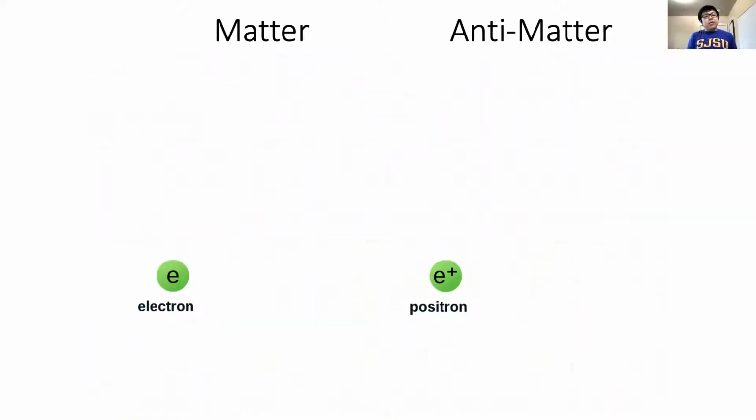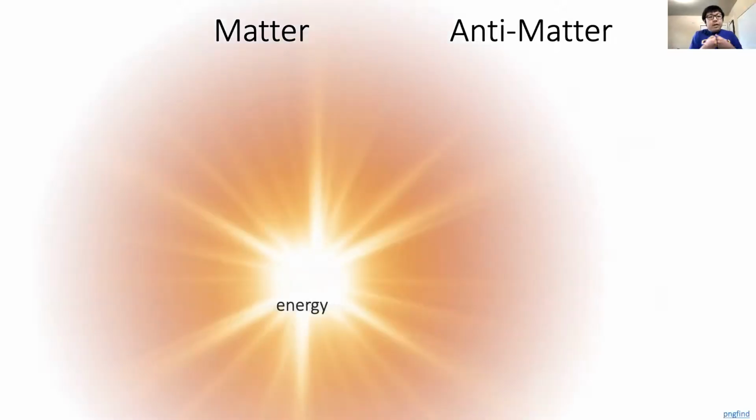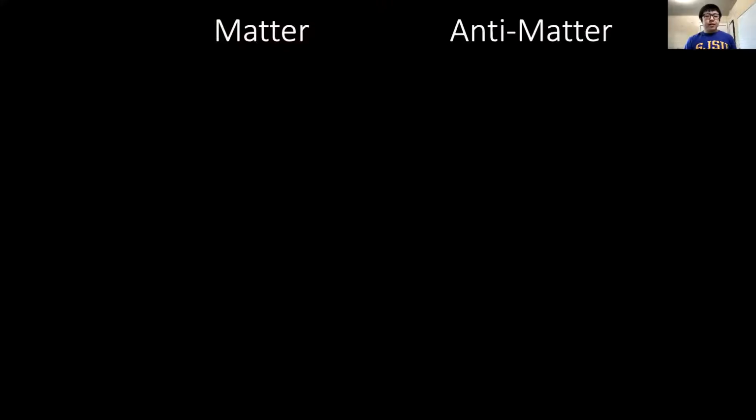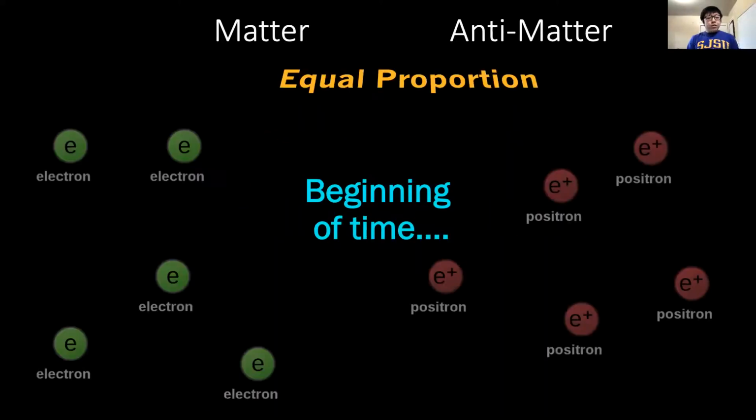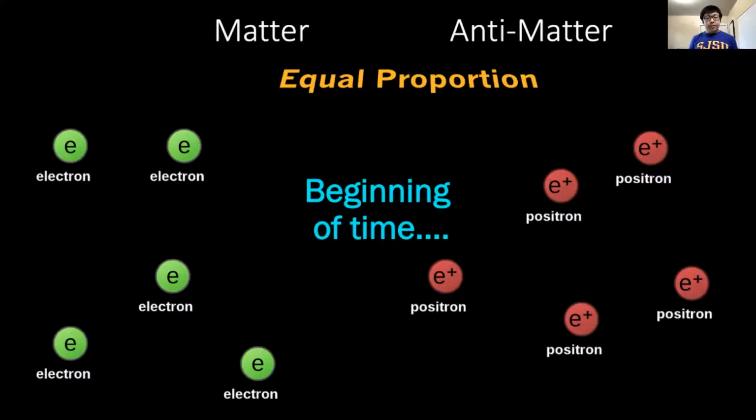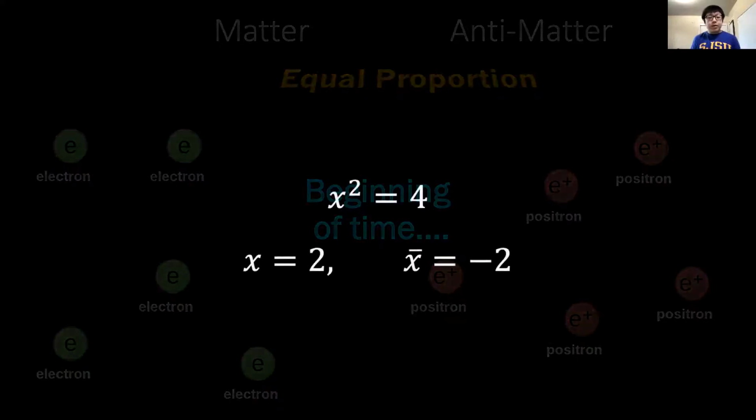Take, for example, the electron and its counterpart, the positron. For illustrative purposes, we'll switch it to red. When the two come in contact, they'll annihilate each other, producing pure energy. That's what the famous Einstein E equals mc squared equation describes. At the beginning of time, equal proportions of matter and antimatter were created. Since they're in every way the same, there's no reason to favor one over the other. Just like how x equals 2 is no better than minus 2.